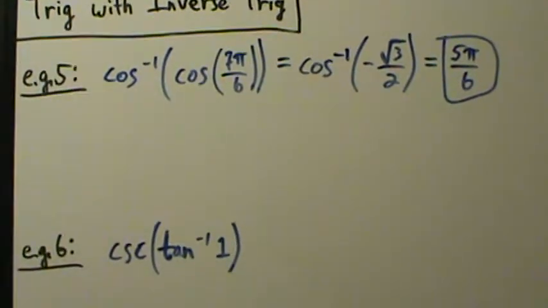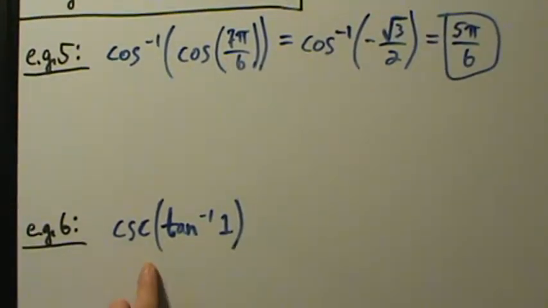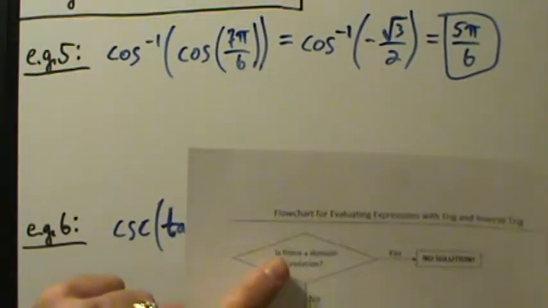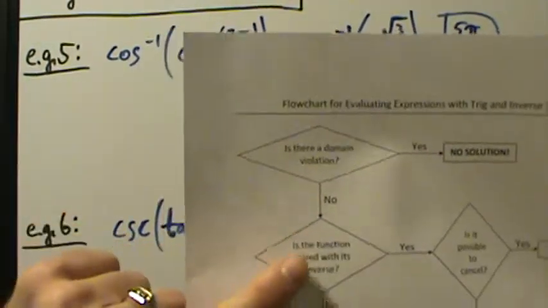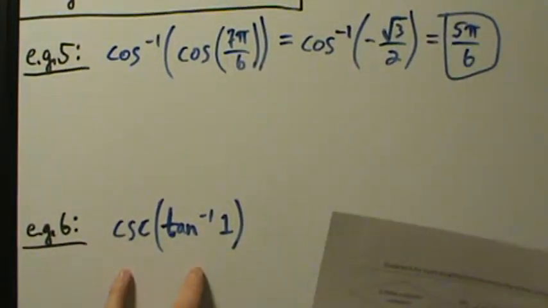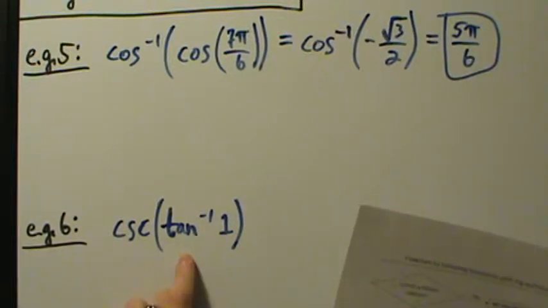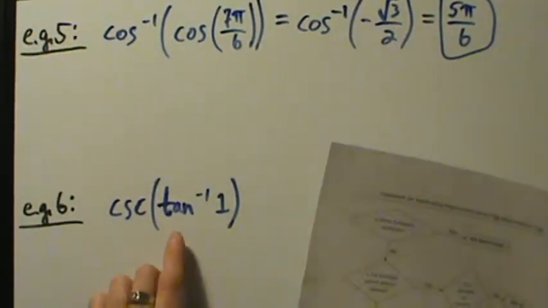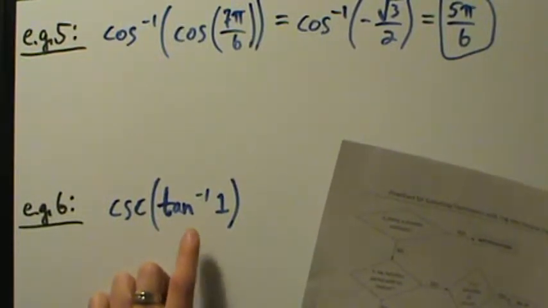Okay, how about example 6? So example 6, cosecant of the inverse tangent of 1. So go back up here. Is there a domain violation? No, there is no domain violation. So again, we're starting over at the top with a new problem here. There's no domain violation because we can take the inverse tangent of anything we want. So inverse tangent of 1, that's totally fine, totally legitimate, totally okay.